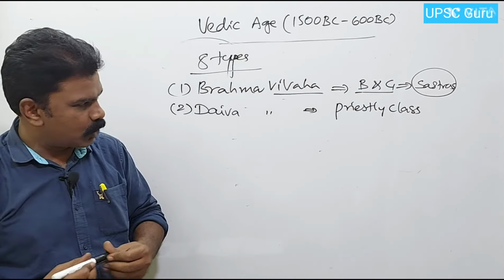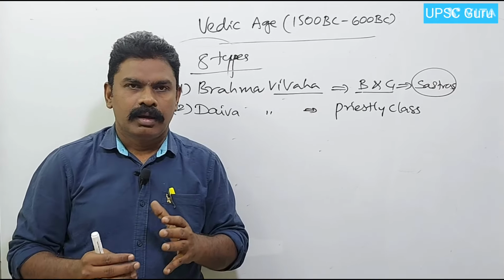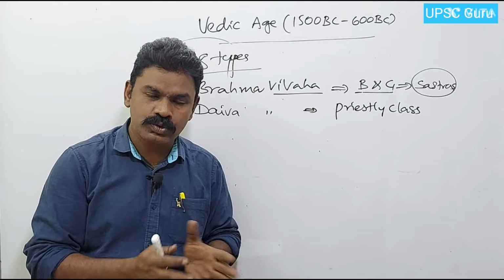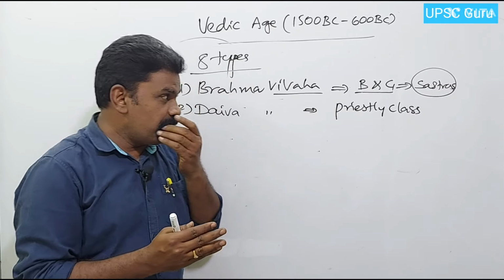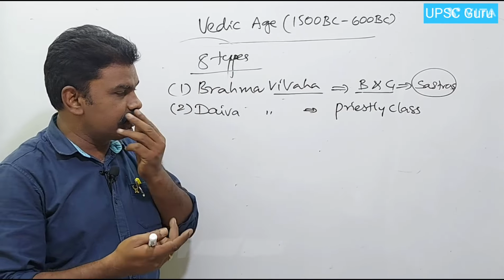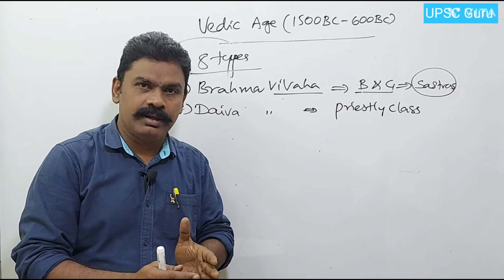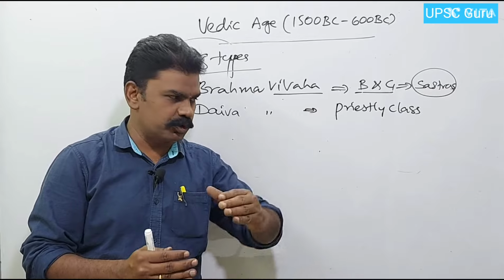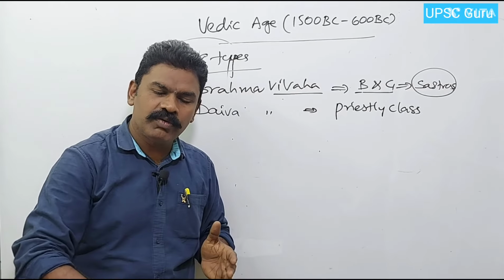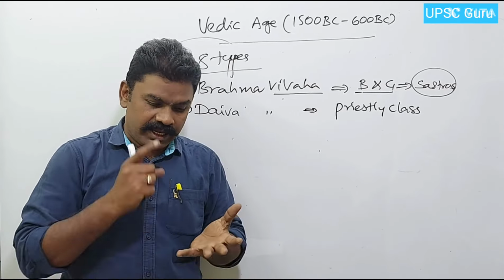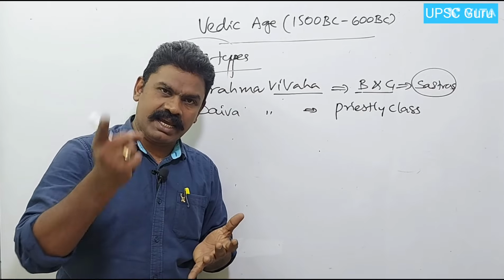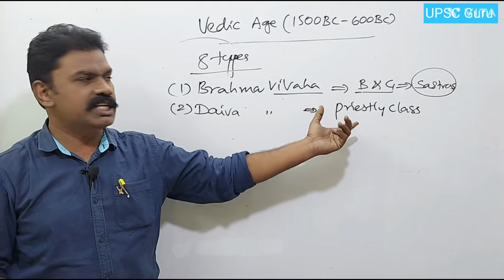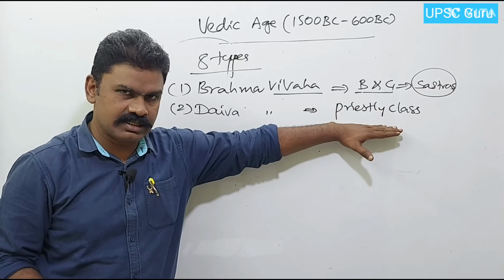If a householder called a priest for the performance of the yagna in his house, in lieu of giving fees for the performance of the yagna to the Brahmin or the priest, he would give his daughter to the priest. Giving a daughter to the sacrificial priest is called Daiva Vivaha. It is only among the priestly class.